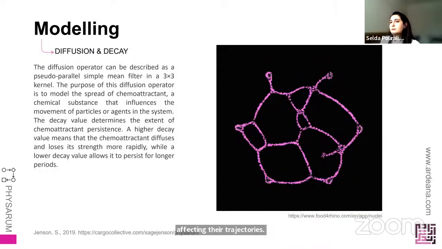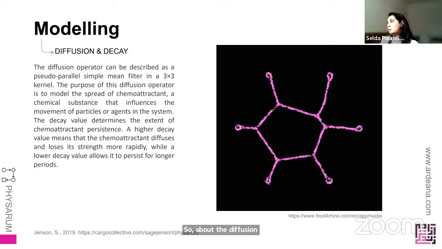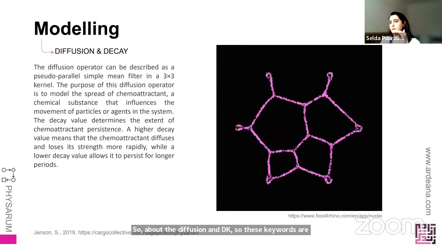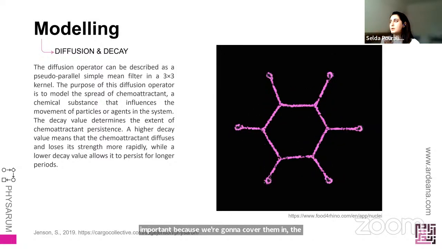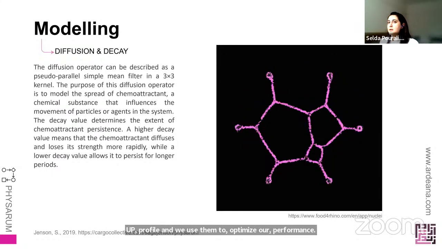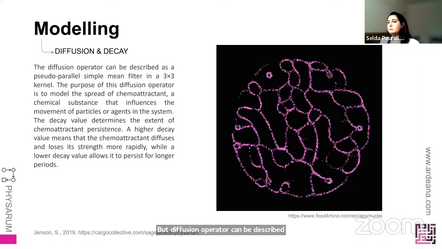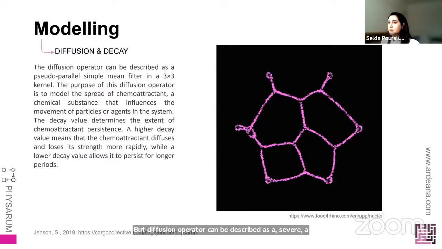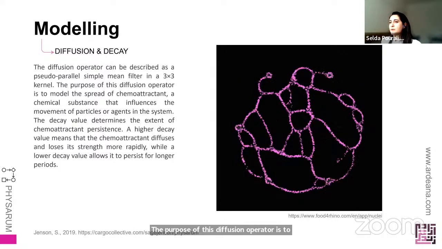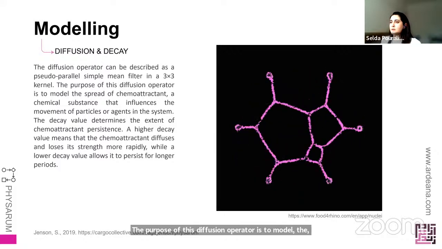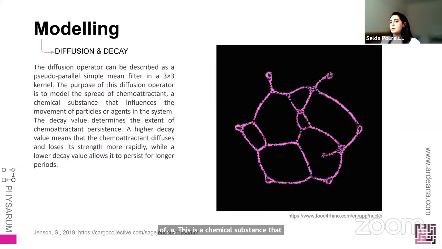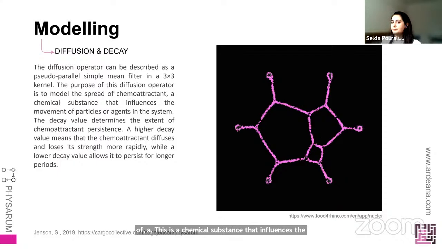So about the diffusion and decay, these keywords are important because we're going to cover them in the Grasshopper file, and we'll use them to optimize our Physarum performance. The diffusion operator can be described as a pseudo parallel simple mean filter in a 3-by-3 kernel. The purpose of this diffusion operator is to model the speed of chemoattractant. This chemoattractant is a chemical substance that influences the movement of particles or agents in the system.